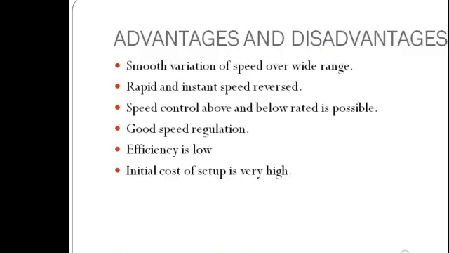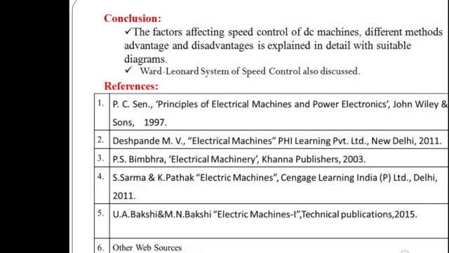What are the advantages and disadvantages? For smooth variation of speed, wide override range, rapid and instant speed reversal, speed control above and below rated speed is possible. Good speed regulation. Efficiency is low, and the initial cost of setup is very high. So these are the advantages and disadvantages of the Ward Leonard method.